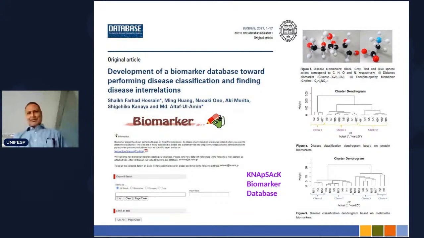Recently, we also tried to analyze the biomarkers of different diseases. We classified the diseases based on protein biomarkers and also metabolite biomarkers. We found these two trees are very similar in some index. Based on some index, we found that the diseases have very similar classifications, though we obtained them by applying metabolite biomarkers and also protein biomarkers.